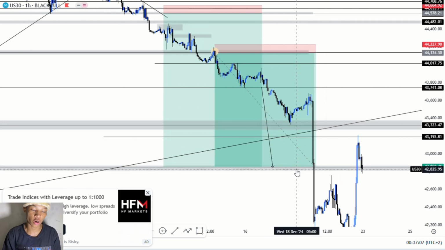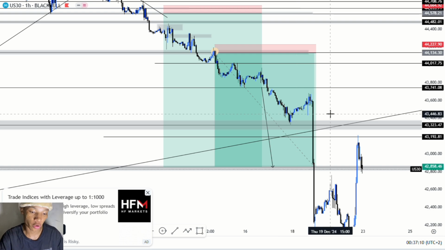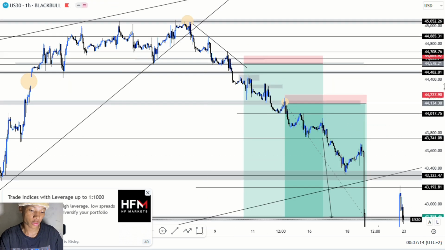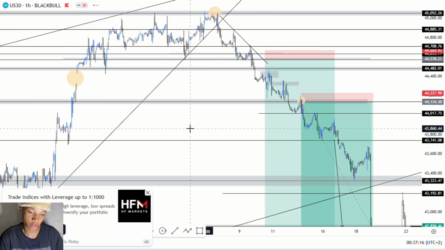We even broke out of a certain trend, guys. Hence I'm saying we are actually going to be looking for more beautiful drops to the bottom here, guys. Okay, but then this was just one of the beautiful trades that I've taken this previous week, guys.